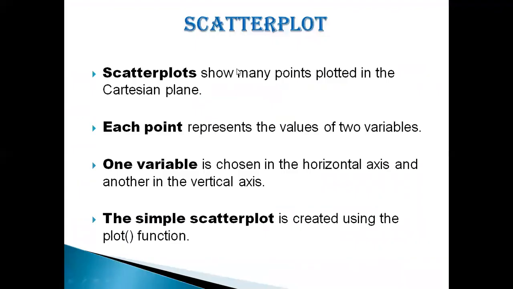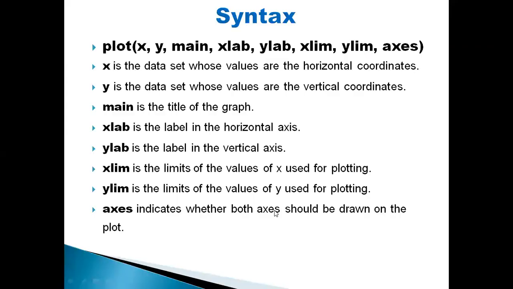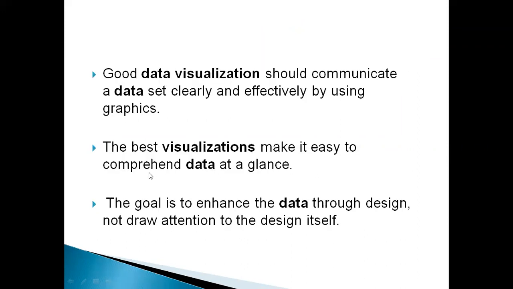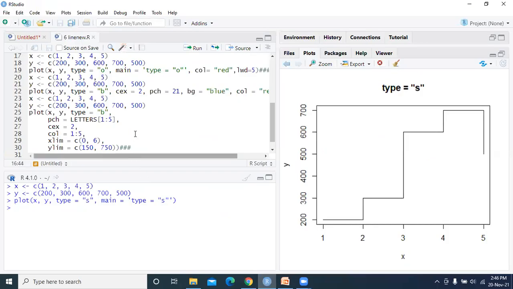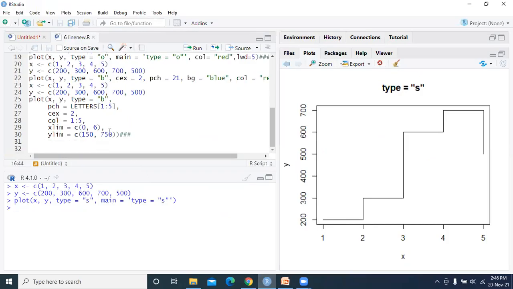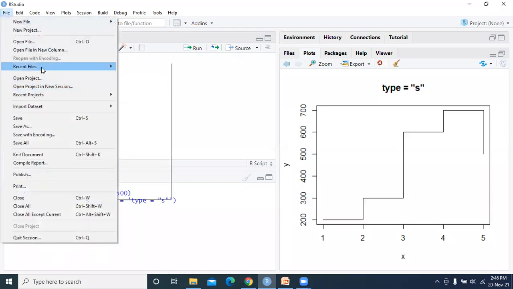Then finally scatter plot. So scatter plots show many points plotted in the Cartesian plane. Each point represents the values of two variables. So this is an example of a scatter plot. This is the syntax. Inputs X and Y, title, XLab, YLab, XLim, YLim, and then axis. So scatter plot.